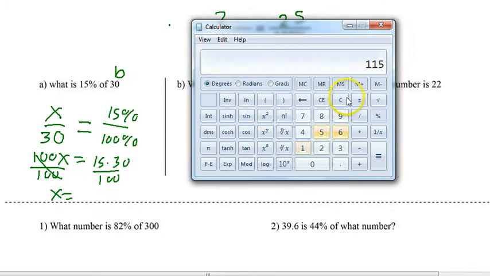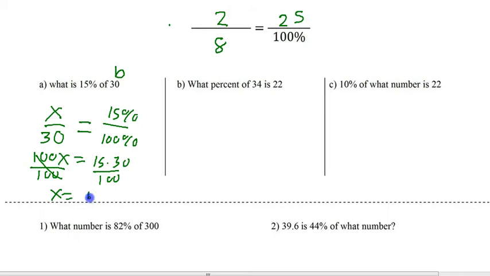Plug that in our calculator, and that would be our answer. So 15 times 30 divided by 100, 4.5. And if you check it by multiplying, it'll tell you it's correct. All right, let's try another.